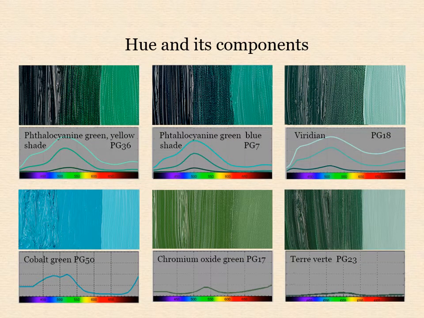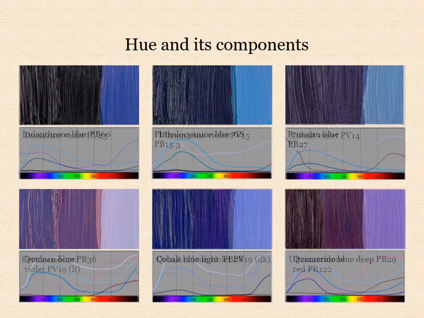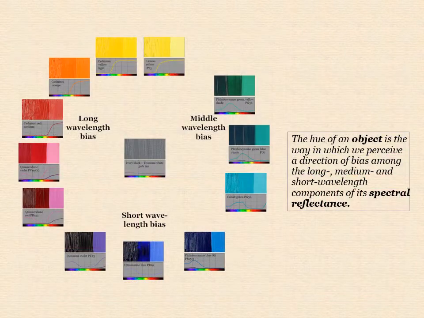Green and blue paints reflect light of a range of middle wavelengths and short wavelengths respectively. And purplish paints reflect light predominantly from the two ends of the spectrum. Once again, there is a closed circuit of directions of imbalance towards long, middle, short, and long and short wavelengths that we see as a circuit of hues.